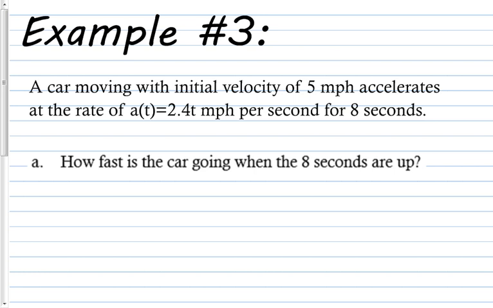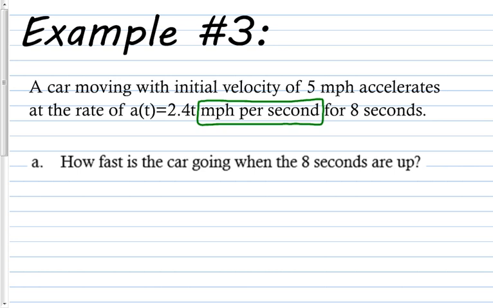Alright, example 3. A car moving with initial velocity of 5 miles per hour accelerates at the rate of a of t equals 2.4 t miles per hour per second. Now notice, miles per hour per second. Really weird. It comes up a lot. For 8 seconds. A, how fast is the car going when the 8 seconds are up?